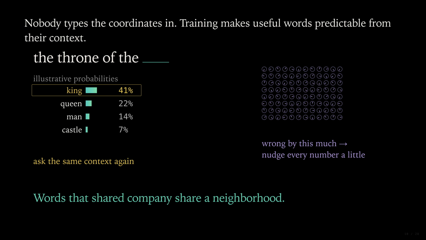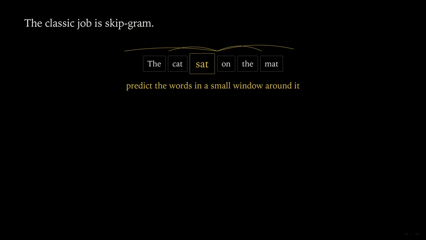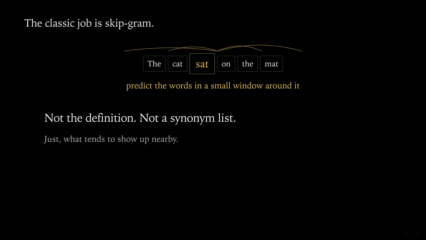After enough text, words that shared company share a neighborhood. The classic version of that job is skipgram. You show the model one word, and you ask it to predict the words in a small window around it. Not the definition, not a synonym list, just what tends to show up nearby. That is a much cheaper question than understanding, and it turns out to be enough to grow a useful space.